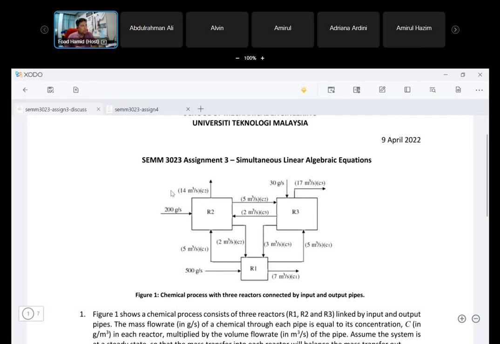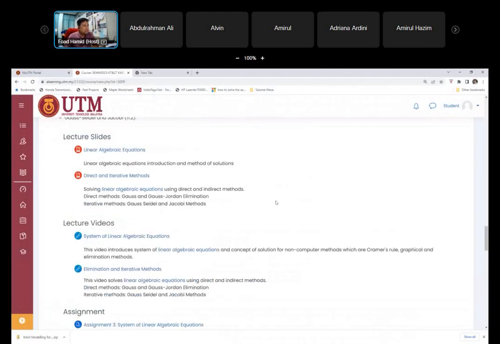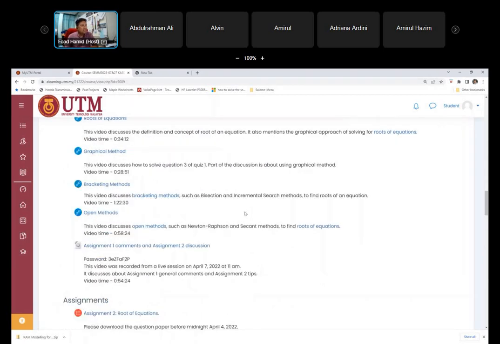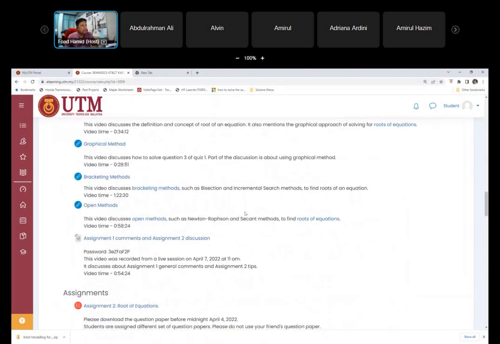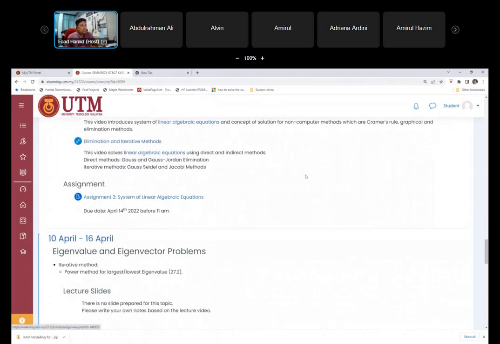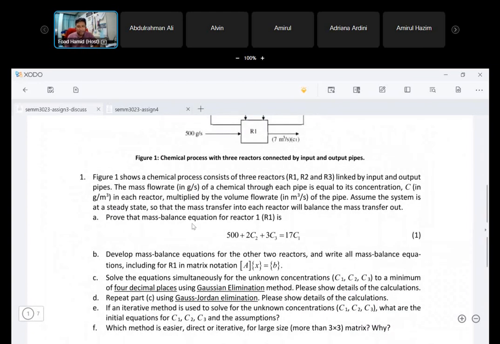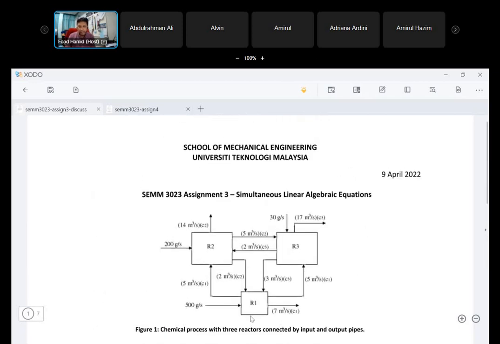What was assignment number 2? Assignment number 2 is root of equation, basically the bed length. Assignment number 3 is system of linear algebraic equations, which is this one. The first question is always to prove the mass balance equation. So this is conservation of mass, and from the conservation of mass, you can find the governing equation. This is just one governing equation for reactor number 1, which is this one here.